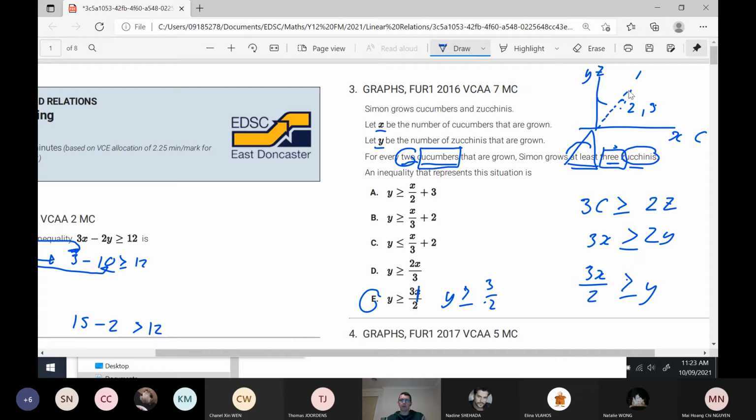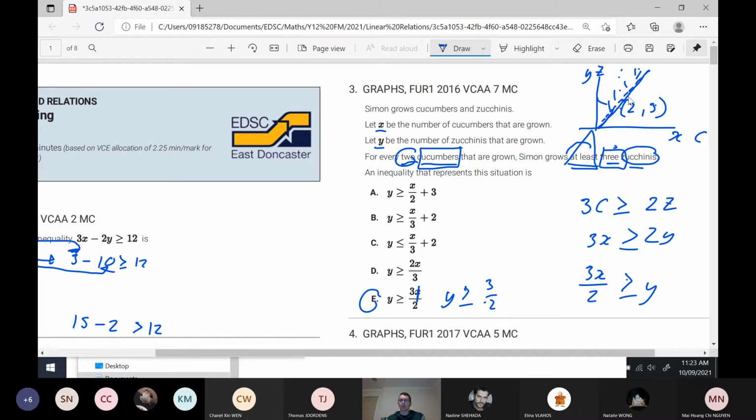So I've got this straight line, and because it's at least, it's going to be that way. And if I think about it, for every 2 cucumbers that are grown, if I grow 2 cucumbers, at least 3 zucchinis. So my feasible region's up here because I can have more zucchinis. I can have 2 cucumbers and I could have 10 zucchinis, right? Because I need to have at least 3. So I know that this is my feasible region.